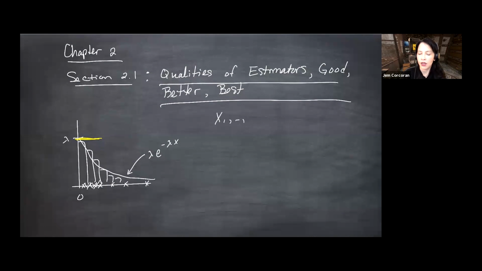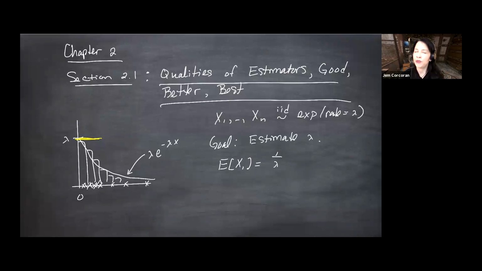So I have x1 through xn, IID exponential rate lambda. And we want to estimate lambda. So that is the goal. We do know the mean of this distribution. The expected value of any one of these is 1 over lambda. That's a probability weighted average. But once we have the random sample, we could compute the average of those guys.